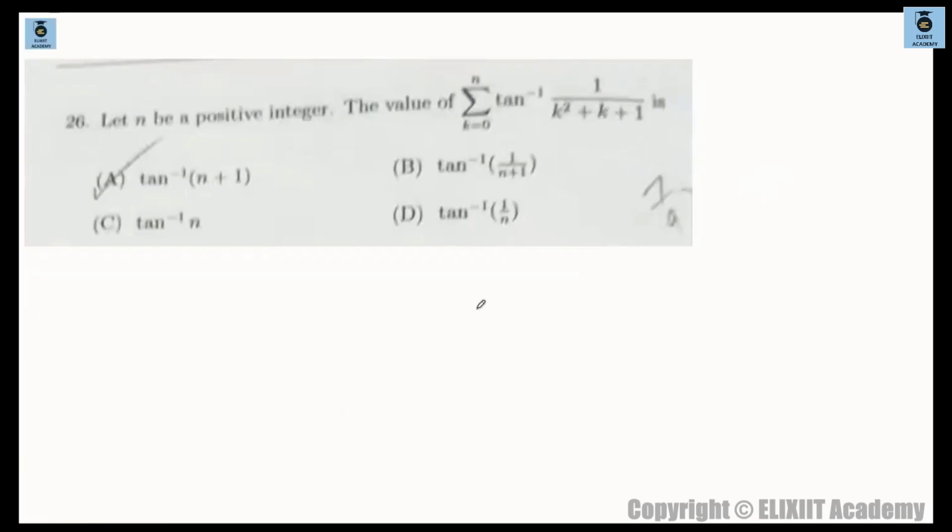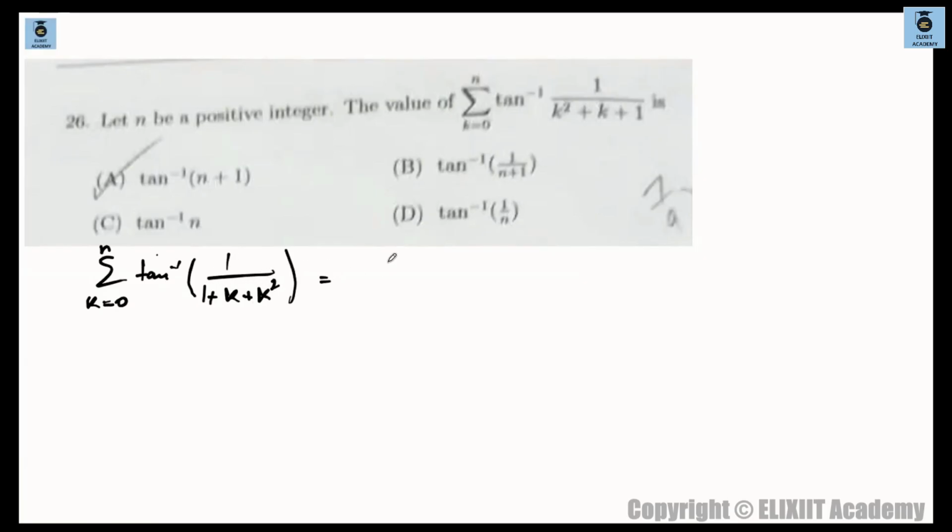Okay, next we have this question from inverse trigonometry. Let n be a positive integer. We have to find the value of this summation. It's a summation series based question, and these questions are quite routine questions actually. So we have to find the value of this series. Summation k is equal to 0 to n tan inverse 1 upon 1 plus k square. We have to find the value of this thing.